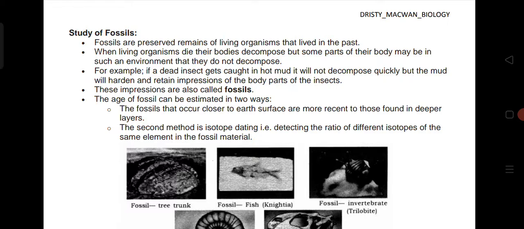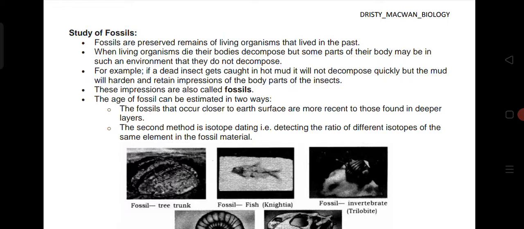For example, if a dead insect gets caught in hot mud, it will not decompose quickly, but the mud will harden and retain impressions of body parts of the insect. And this way, whichever impressions are formed, all these impressions are called fossils.